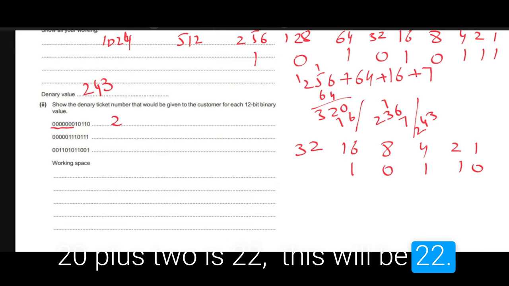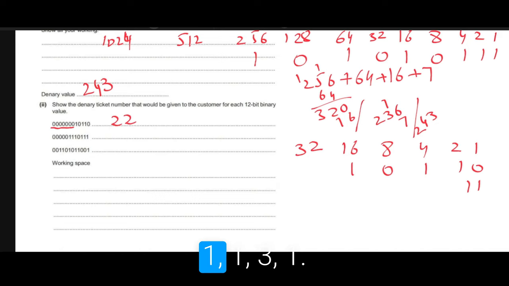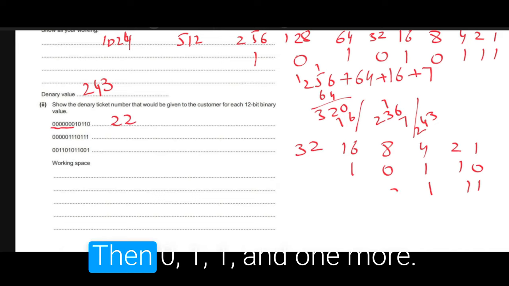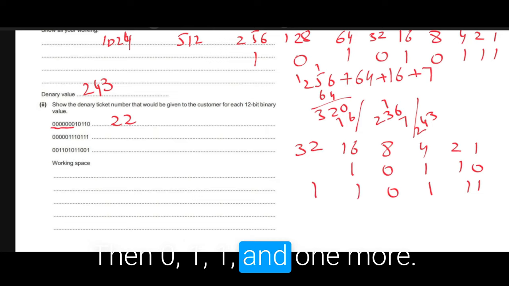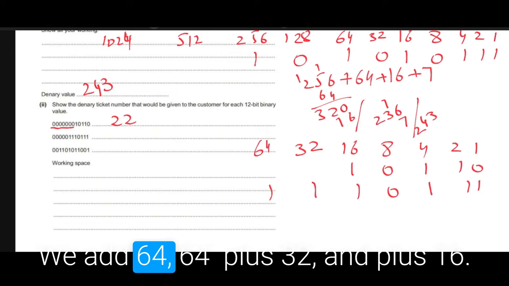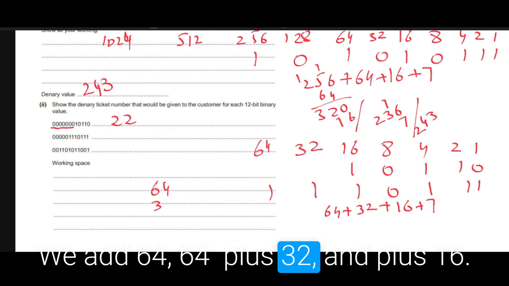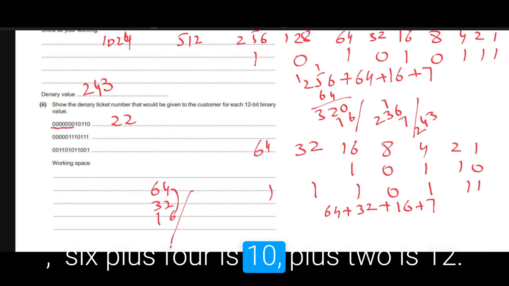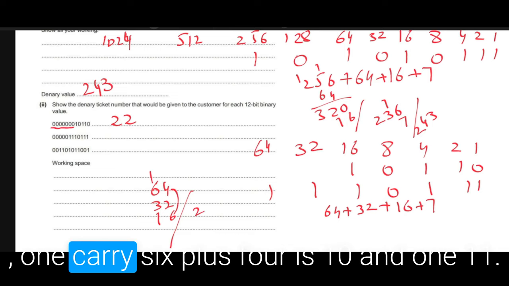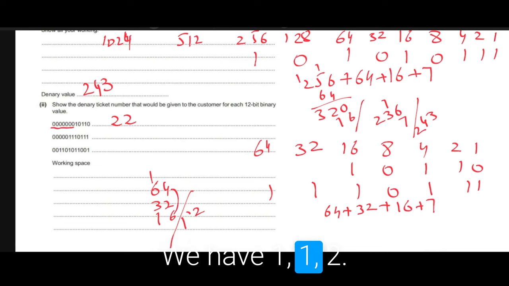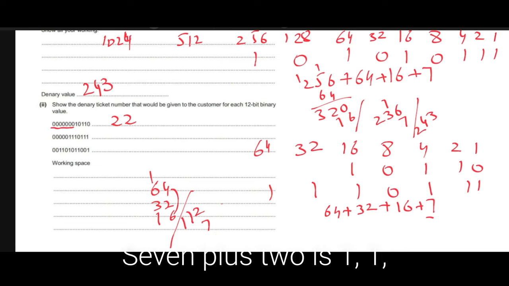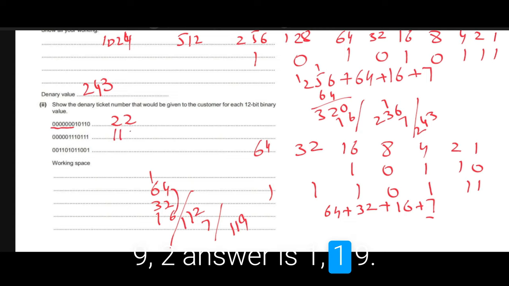This will be 22. The next number: we add 64, 64 plus 32 and plus 16. That gives 112. Then we need to add 7. 112 plus 7 is 119. So it's 119.